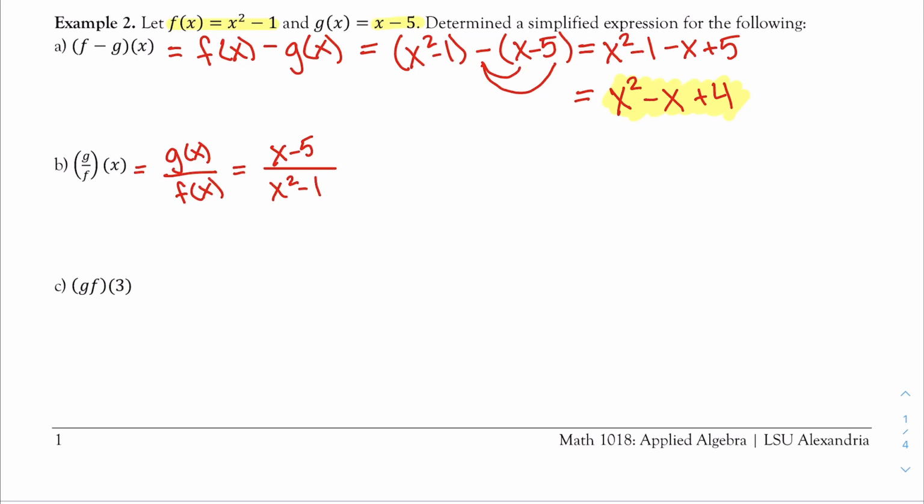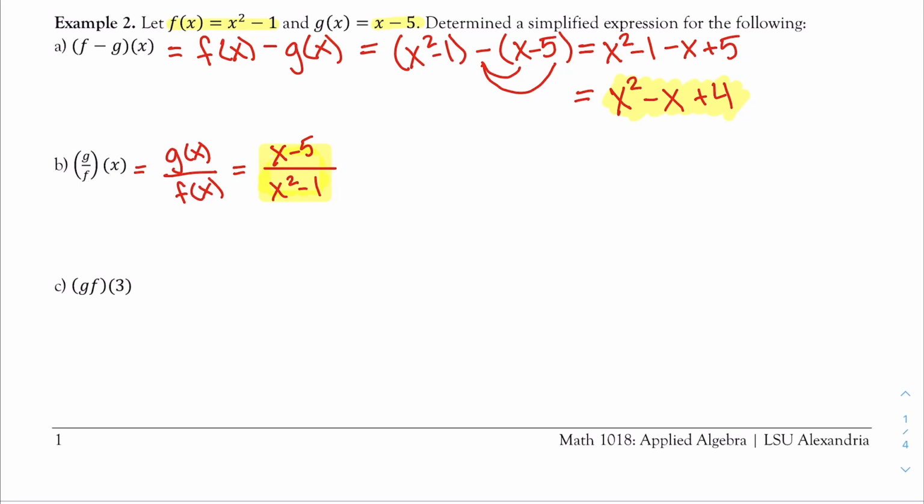I'm looking at this and I'm going to say, well, there's not much else we can do here for simplifying. We can't combine any like terms. Maybe I can factor, but nothing's going to cancel out in this example. So I have my final answer already. Now we can move on to our next one, part C, g times f of 3.